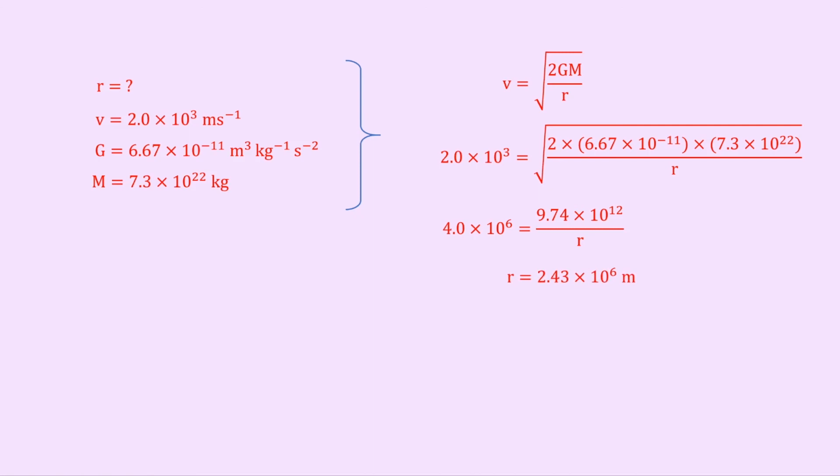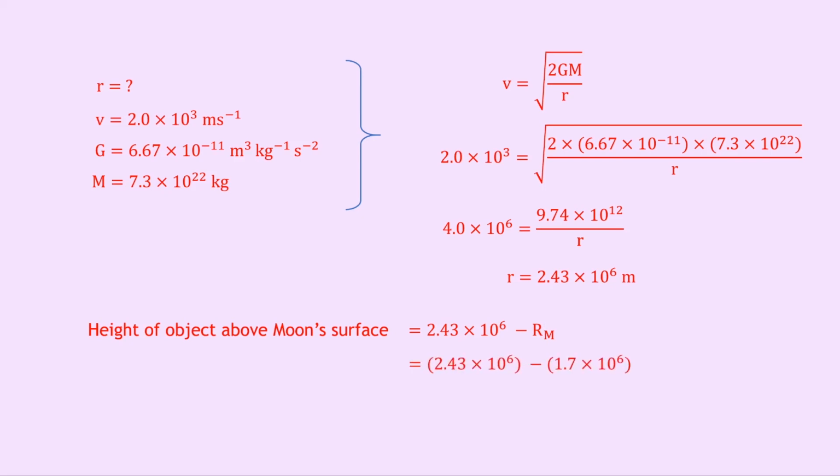However, we're not finished though, because we want to find the height of the object above the moon's surface. So remember, what we need to do now is take our r value and subtract the radius of the moon. So we get 2.43 times 10 to the 6 minus Rm, and putting in our numbers now, we get 2.43 times 10 to the 6 minus 1.7 times 10 to the 6 from the question, which gives us a final answer of 7.3 times 10 to the 5 meters.